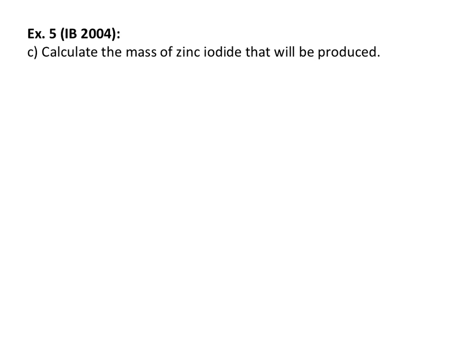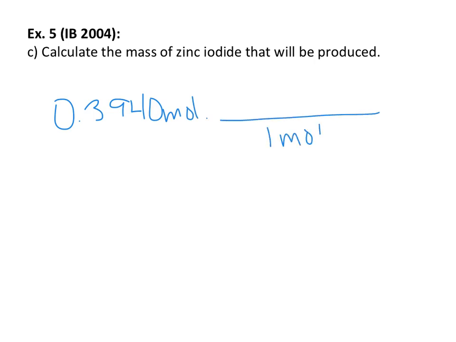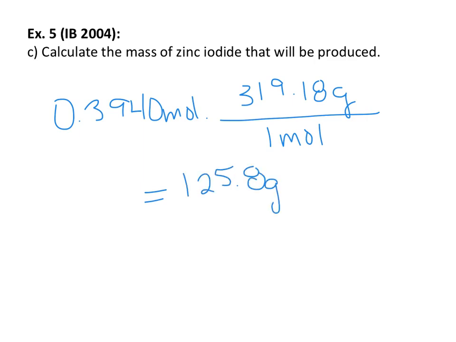So the first part of this question just had us figure out how many moles of zinc iodide, and we decided on the 0.3940 moles. Now we just want to convert that to grams. So we're just going to use the molar mass. For zinc iodide, the molar mass is 319.18. So that gives a final actual mass of 125.8 grams of zinc iodide.